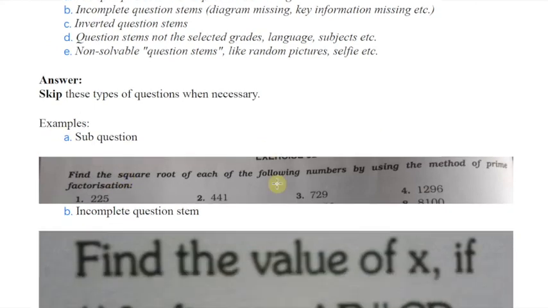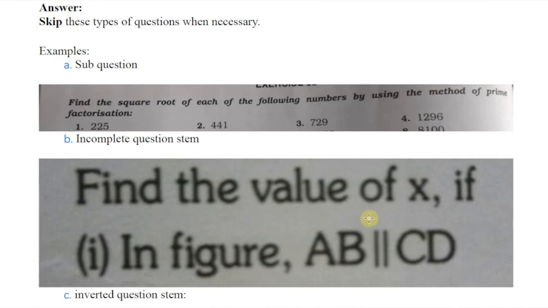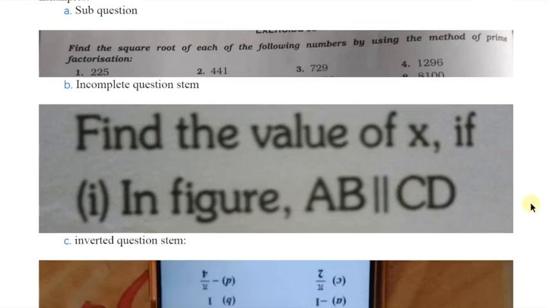And for example a sub question, here there are many questions, so we can either skip this or we can solve any one question. Otherwise, the better way is to skip these types of questions when there is an incomplete question or when there are many subtypes of questions. Next, find the value of f if in the figure AB is parallel to CD. In this question the diagram is missing, so we have to skip this type of question.